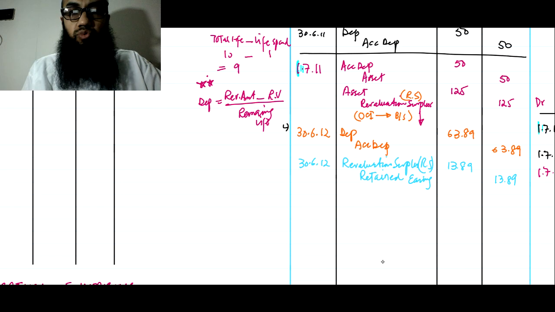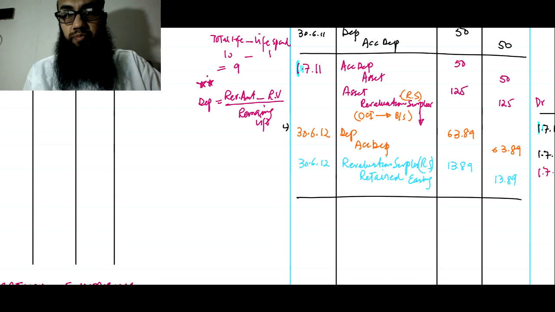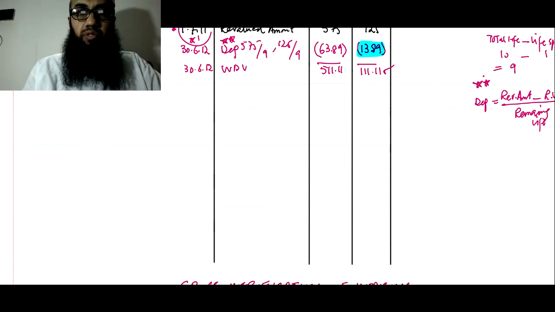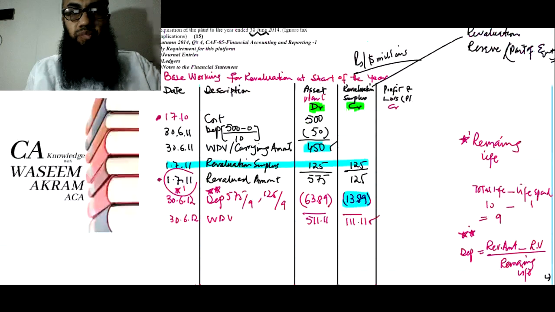So these 2 years are completed. Let's revise the entries for the 2 years. First year: asset debit, cash credit, depreciation debit, accumulated depreciation credit, WDV has no entry. At the time of revaluation, the first entry is a transfer of accumulated depreciation to the asset account.